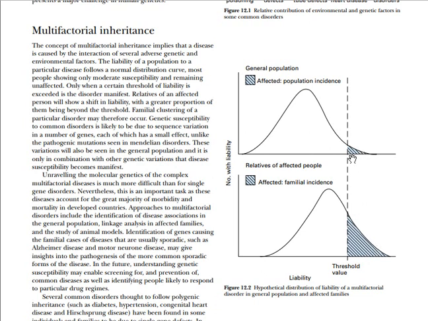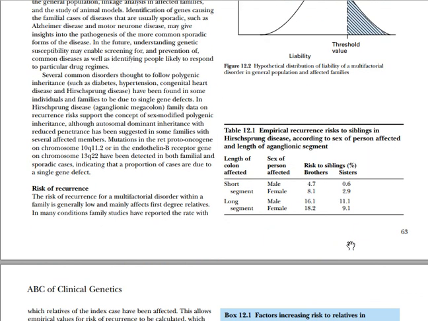So when you only have genes involved, the incidence is low. When you have genes and environment causing a disorder, the incidence of that disorder is going to be higher. This is the risk of developing, for example, Hirschsprung disease. Hirschsprung disease is an example of a disease which comes from a multifactorial inheritance method. Is it clear?